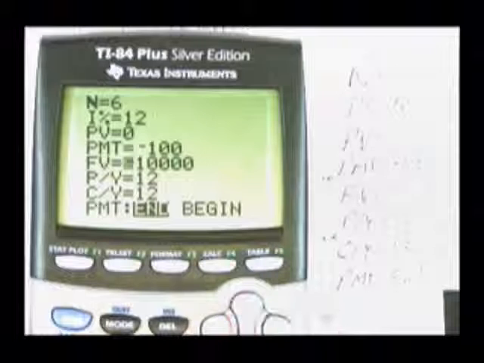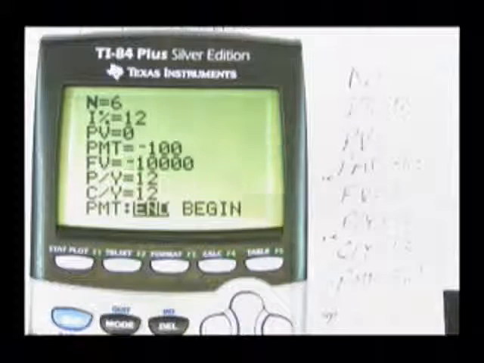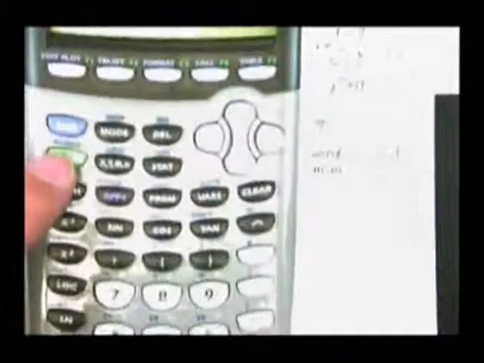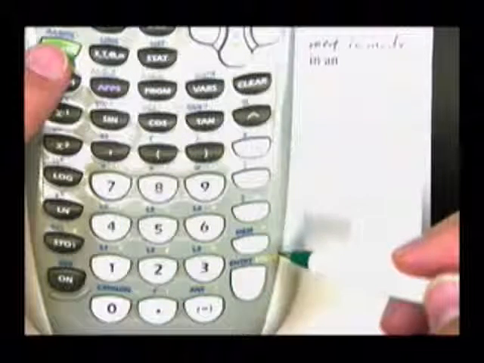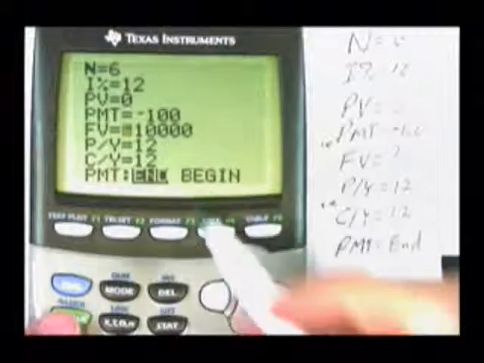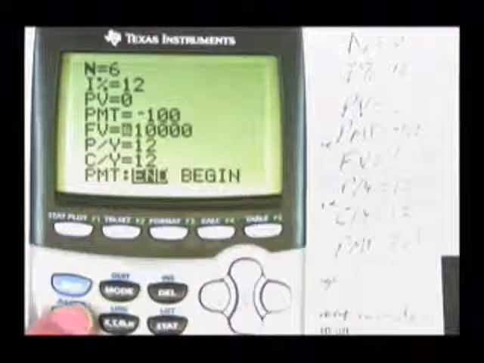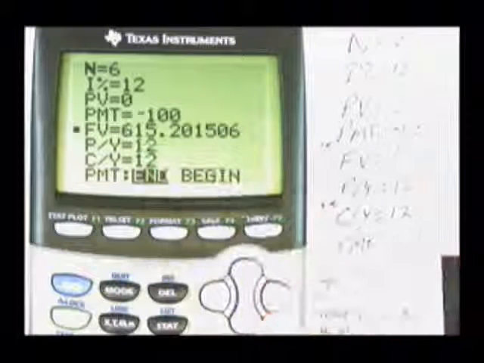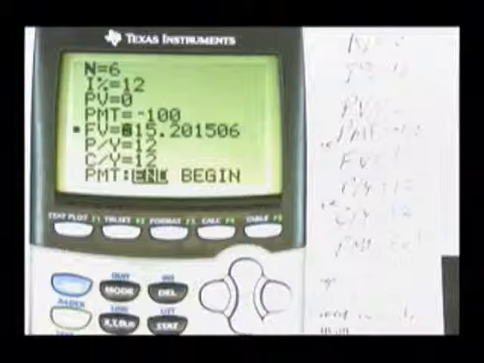Now I'm going to move back up to future value. And if you look on your calculator, you'll see that you've got an alpha key, and typically it's green or a different color. And on the enter key, the alpha that goes with that is solve. And that's what I want to do. I want to go up to the future value, and I'm going to hit alpha, enter, and it's going to calculate what my value is. And notice I got 615.20.